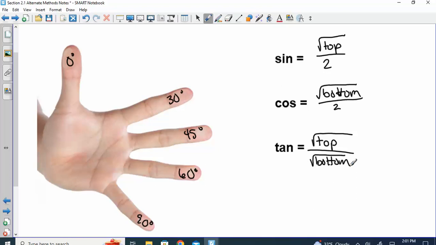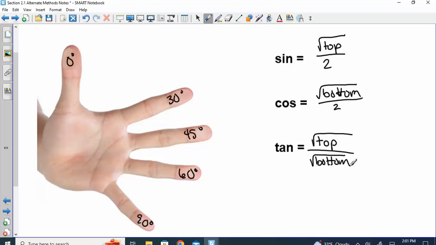Yeah. So if I asked for cosine of 30, cosine is the bottom. So how many fingers are below the one I folded in? 3. So the cosine of 30 would be square root of 3 over 2. Tangent, I said, is square root of the top over square root of the bottom. So square root of 1 over square root of 3. Get your radical off the bottom and you get radical 3 over 3. Does that match all those values we wrote down?